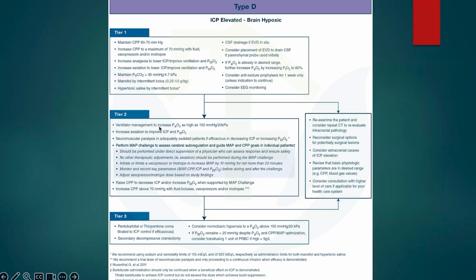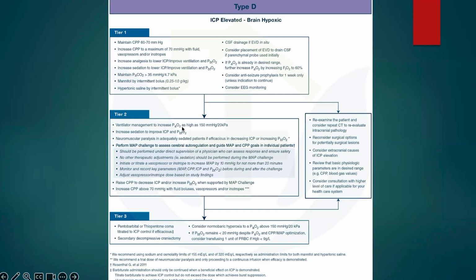If despite these maneuvers it is not managing the ICP, what will you do? You re-examine the patient, see if some basic thing is not going right: analgesia is not right, sedation is not right, oxygenation is not right, lines are not right, neck is not all right. First you have to check all these basic things. If despite all these things being checked, ICP is still elevated, you go for three things.